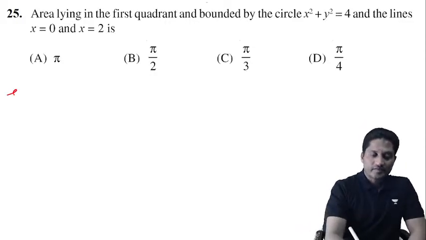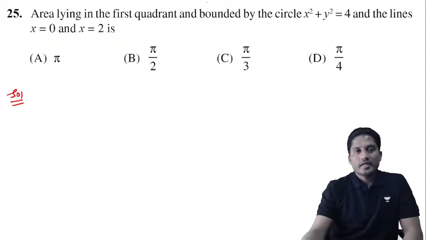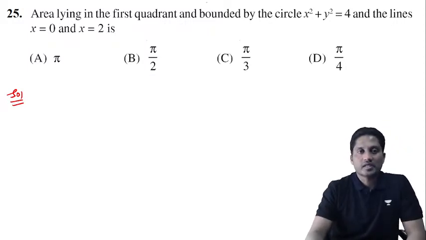Right. Question number 25. Area lying in the first quadrant and bounded by the circle and the lines.